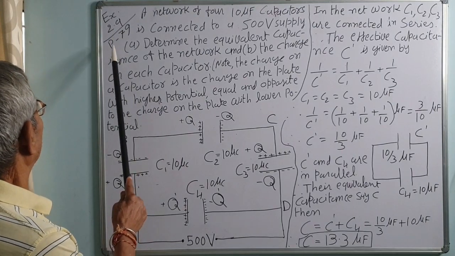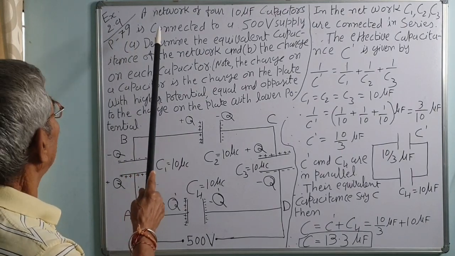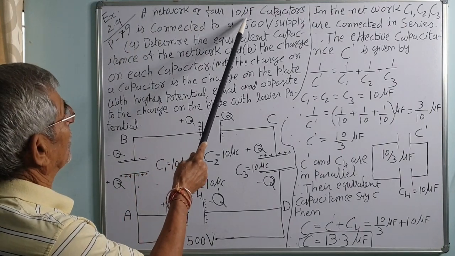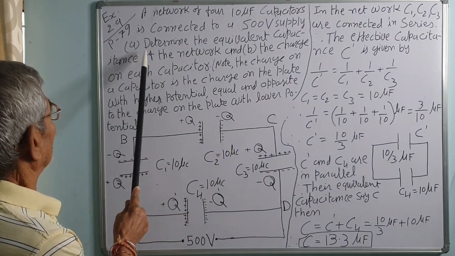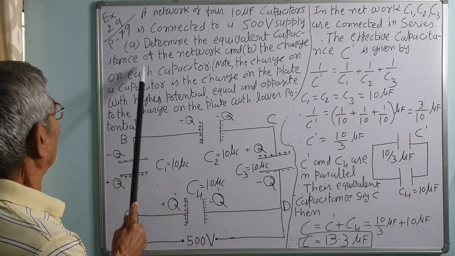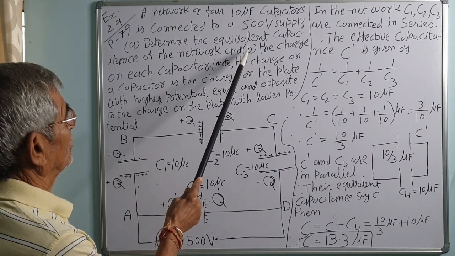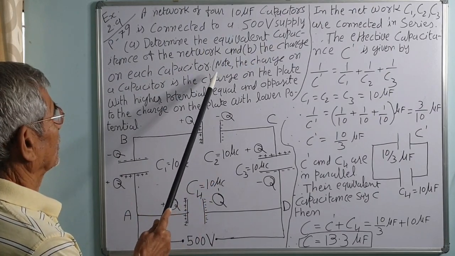Example 2.9, page number 79. This is a solved numerical. A network of 4 capacitors of 10 microfarad each is connected to a 500 volt supply. Number 1, determine the equivalent capacitance of the network. And number 2, the charge on each capacitor.